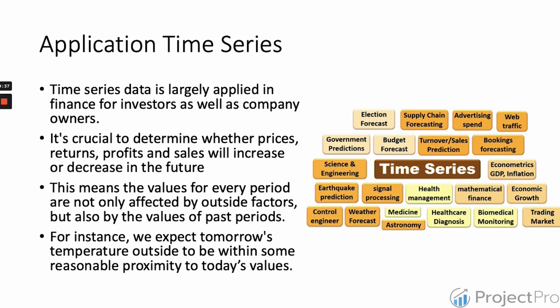This means the values for each period are not only affected by outside factors but also by the values from the past period. For instance, we expect tomorrow's temperature outside to be reasonably close to today's temperature. It won't be like today it's 30 degrees hot and tomorrow it's 0 degrees. It won't be like that, right? So that is an application of time series in which the data not only depends on outside factors, but also depends on past factors.